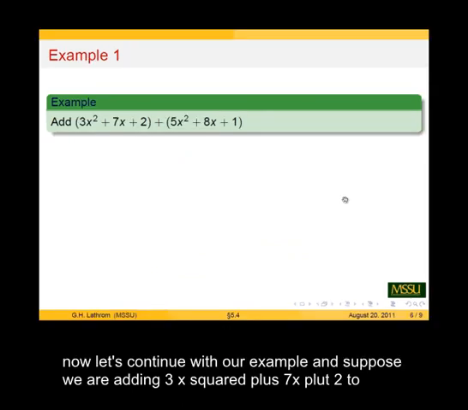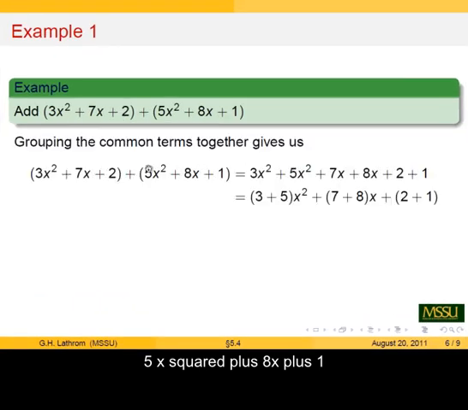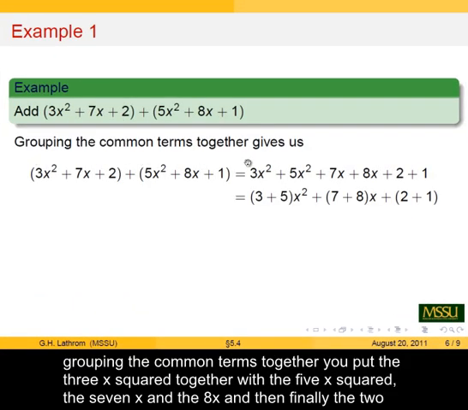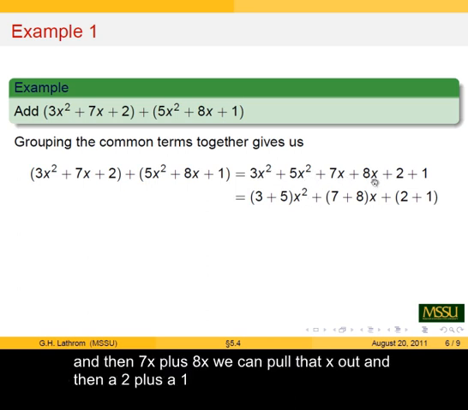Now let's continue with our example. Suppose we were adding 3x squared plus 7x plus 2 to 5x squared plus 8x plus 1. We group the common terms together: the 3x squared with the 5x squared, the 7x and the 8x, and then finally the 2 and the 1. In the first two terms, we've got an x squared and an x squared, and we can pull that out. An x in 7x plus 8x, we can pull that x out. And then a 2 plus a 1.